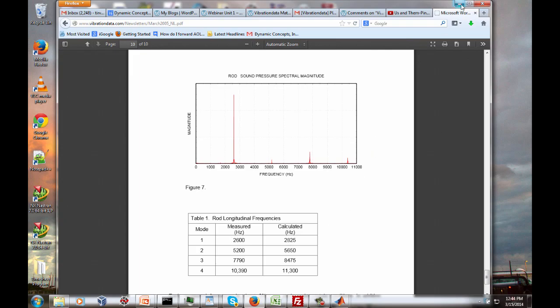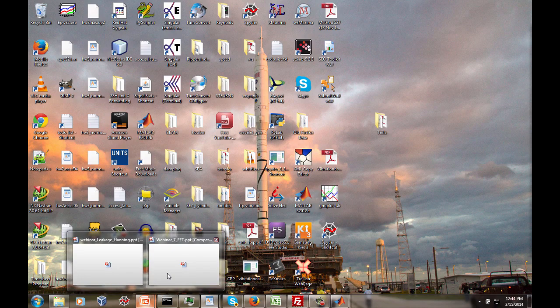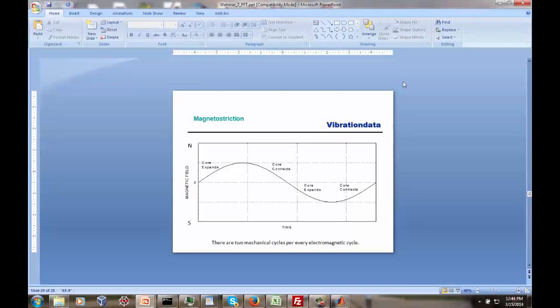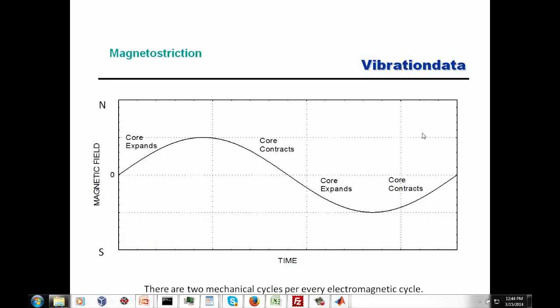Okay, but let's go back now to the slides here. So we've covered magnetostriction, and let's see what else we have here. Maybe one or two others before we call it a day here.